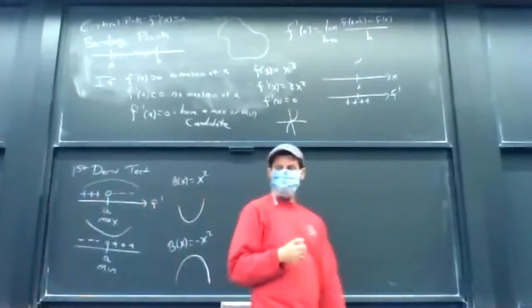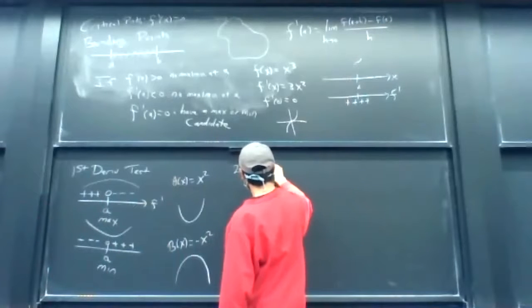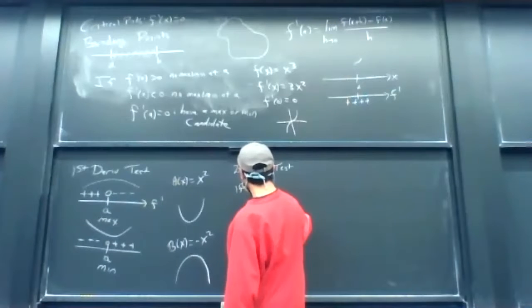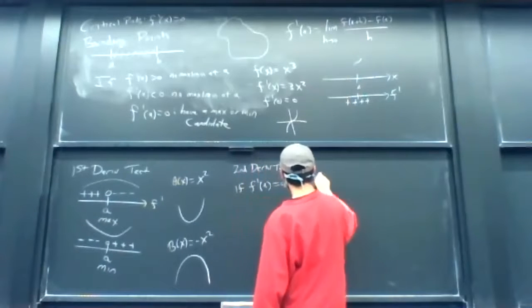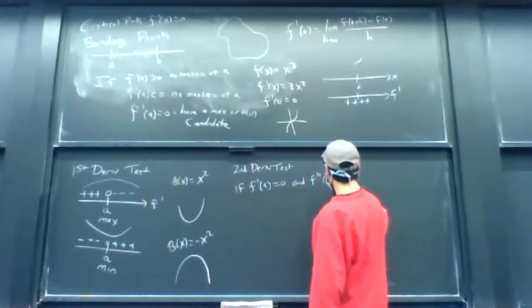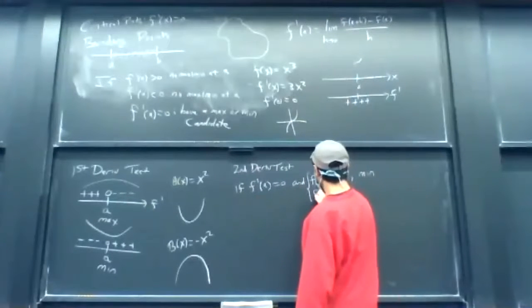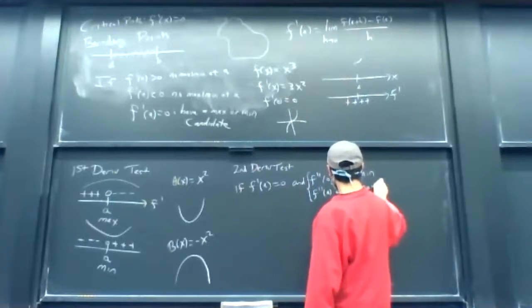This also leads to the second derivative test. So if f prime of a equals 0 and f double prime of a is greater than 0, we have a min. If f double prime of a is less than 0, we have a max.